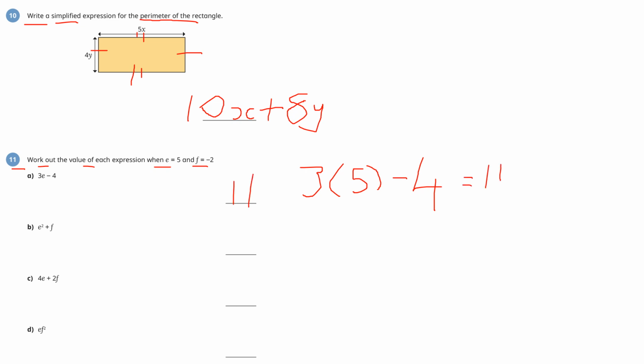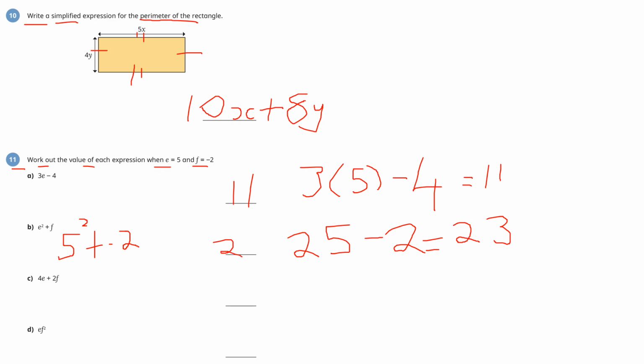Okay, next one, e squared plus f, we're going to have 5 squared, plus minus 2. So again, think about your indices here, so your order of operations. So 5 squared here will be 25, plus minus 2. So plus and a minus goes to a minus. So 25 minus 2, so 25 subtract 2 becomes 23, okay? Whenever you add a negative in maths, you always subtract, you always take away. If you subtract a negative, that becomes a positive, as the operation.